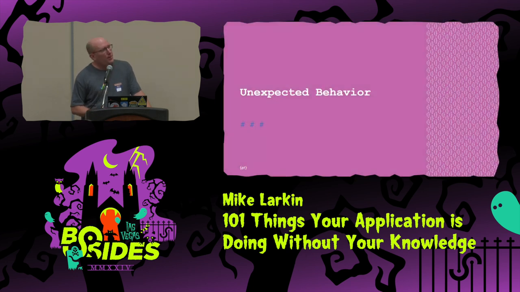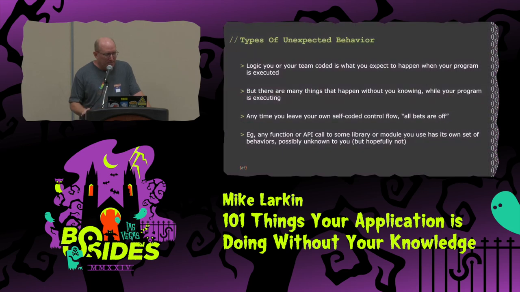Okay, unexpected behaviors. Logic that you coded or your team coded is what you expect to happen when your program is executed, obviously. But there are many things that happen without you knowing. What are some of those things? Anytime you leave your own self-coded control flow paths, all bets are off. And that's not really a Vegas call out, but technically that's true. All bets are off. So let's look at a quick example.